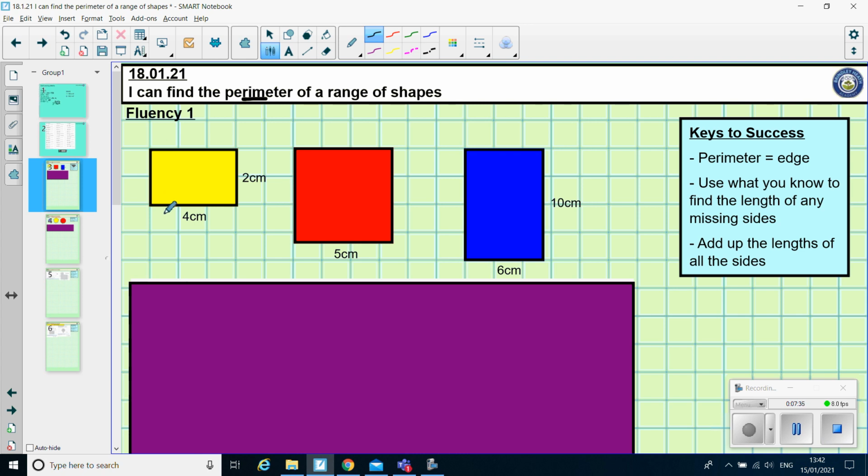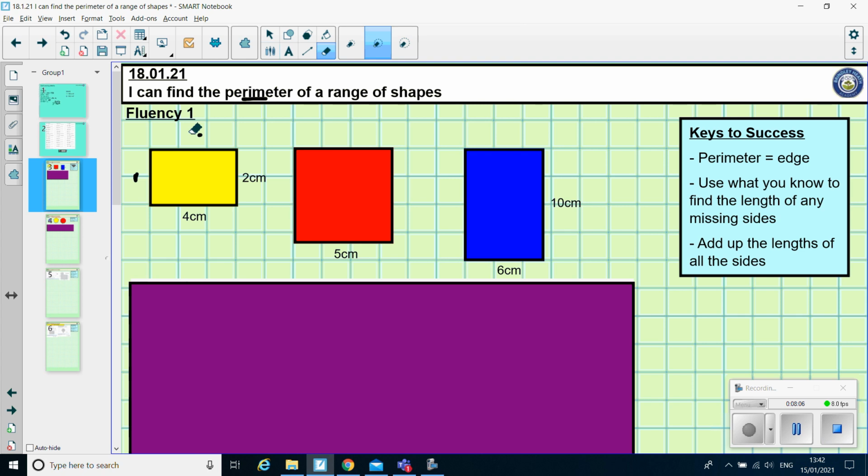So we're imagining we're going all the way around a shape or building a fence around a shape. So first of all, I'm looking at my yellow rectangle on the screen. And in this question, they've told us that the length of the rectangle is 4 centimetres and the height, or the width, of this rectangle is 2 centimetres. Okay. I want you to pause the video now and see if you can think about what the length of this side of the rectangle will be and what the length of this side of the rectangle will be, because they haven't told us that.